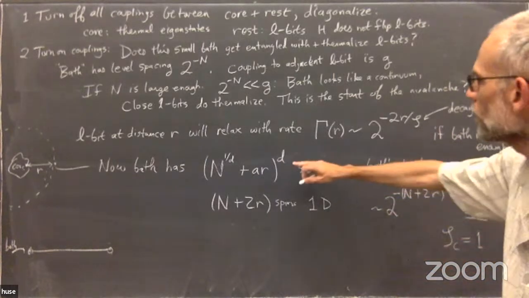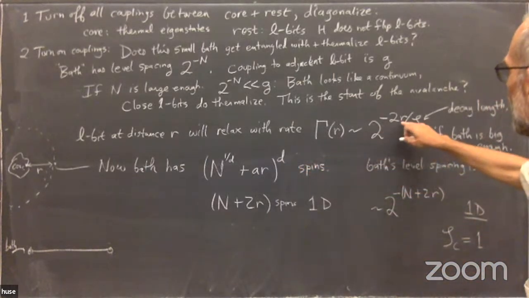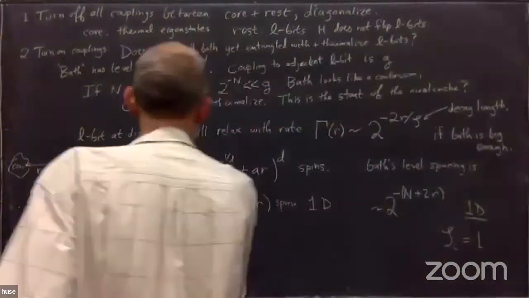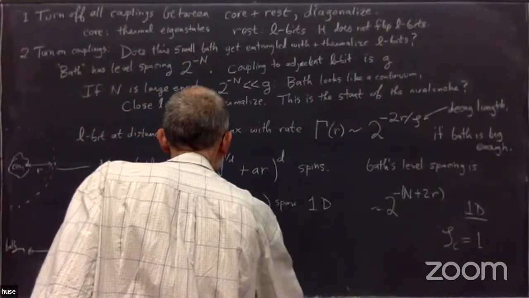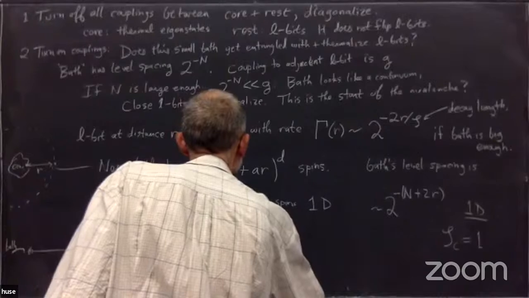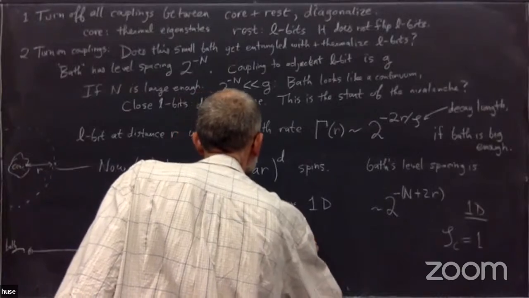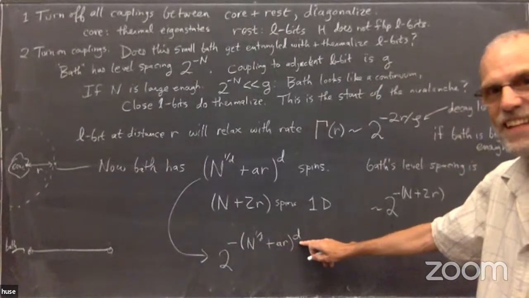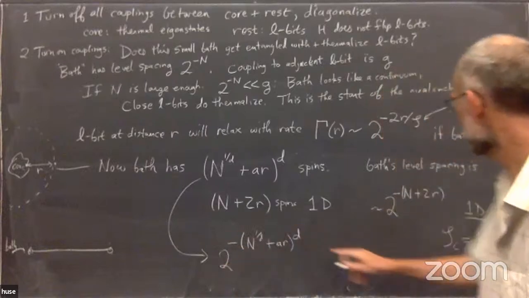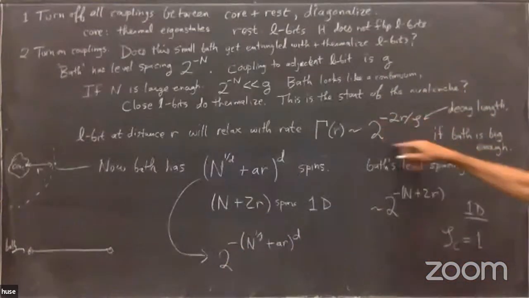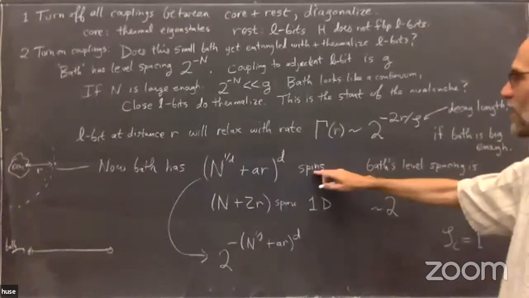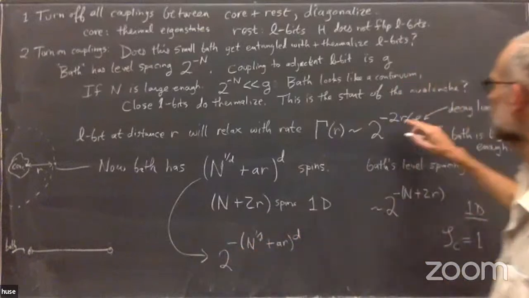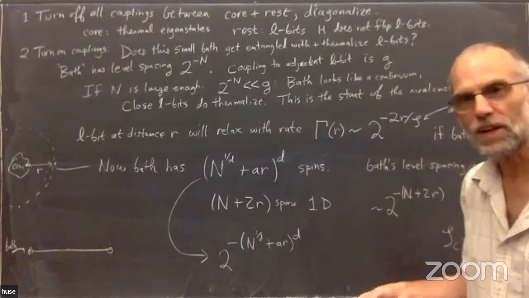Now, if we go to more than 1D, this is decaying exponentially in r, whereas this, now, we get a level spacing 2 to the minus n to the 1 over d plus a r to the d. It's decaying exponentially in r to the d. And if d is bigger than 1, this is decaying faster than this. And so the bath, if we start off with a large enough n, will always look like a continuum to the spin, and the avalanche will never stop.